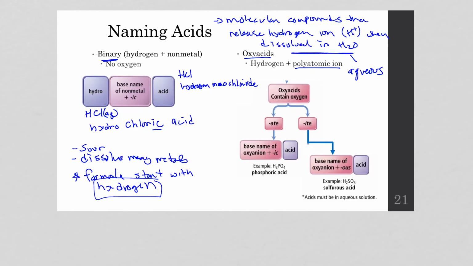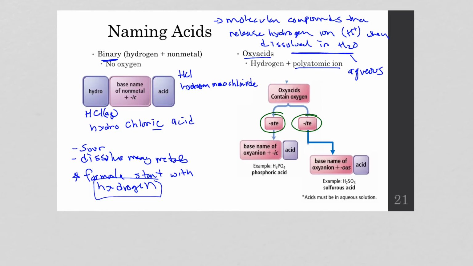Okay. So what about oxyacids? Well, these get a little bit more complicated. So we have two different ways to do this, right? These are acids that contain oxygen. And again, that oxygen is typically going to be in the form of one of these oxygen-containing polyatomic ions. Now, if you remember when you were learning the polyatomic ions, some of them end in ate, some of them end in ite.